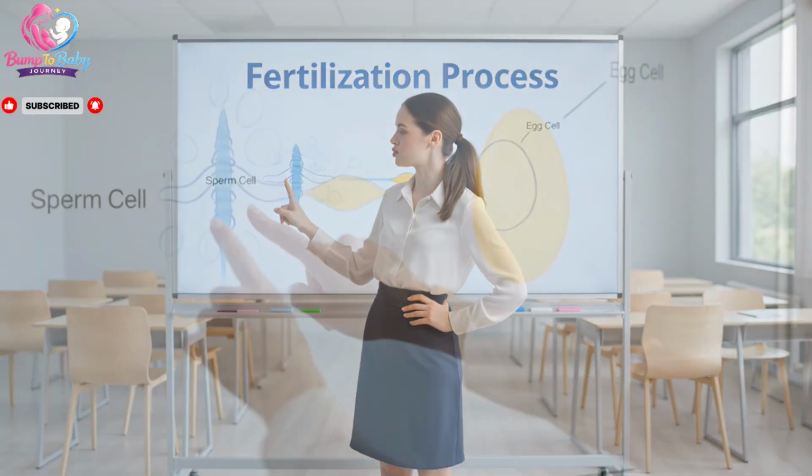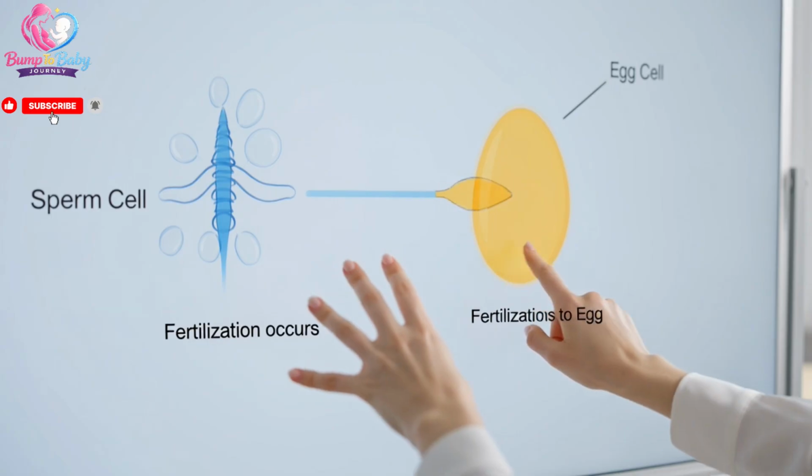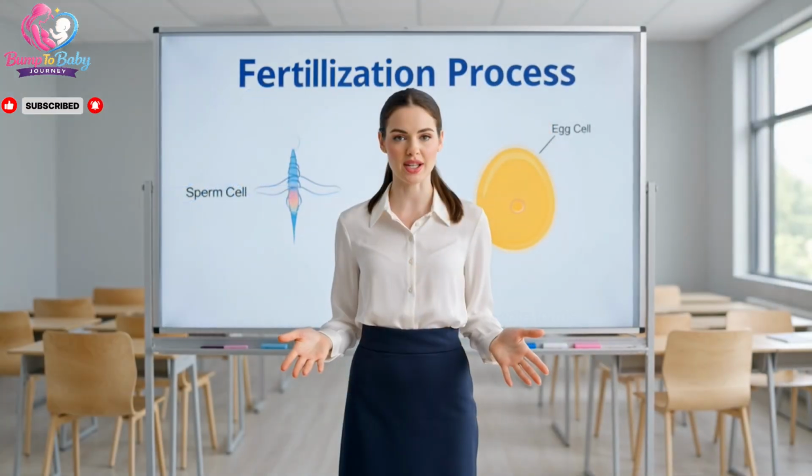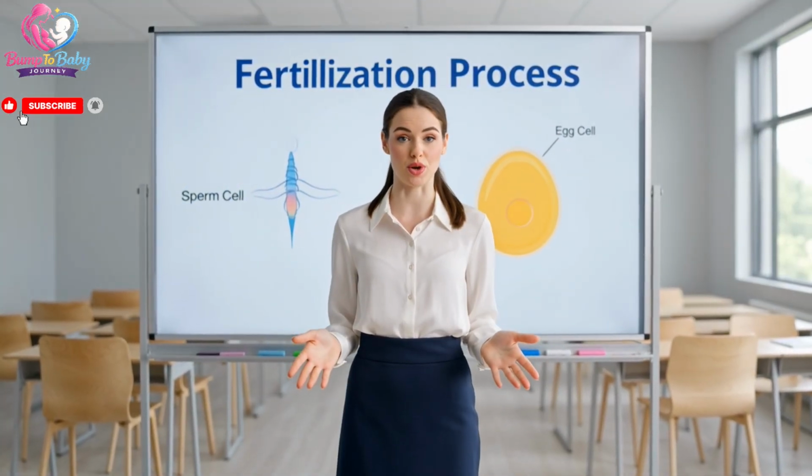The sperm swims towards the egg. When they meet, the sperm penetrates the egg's membrane. This fusion is crucial for reproduction.